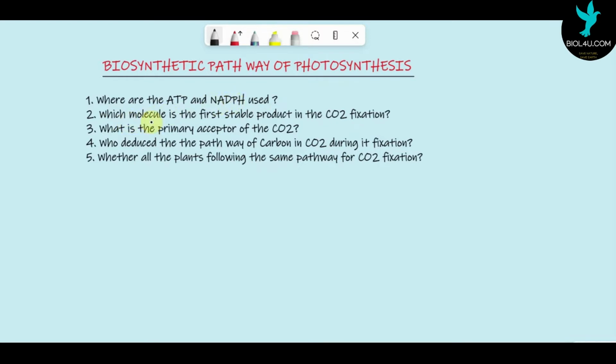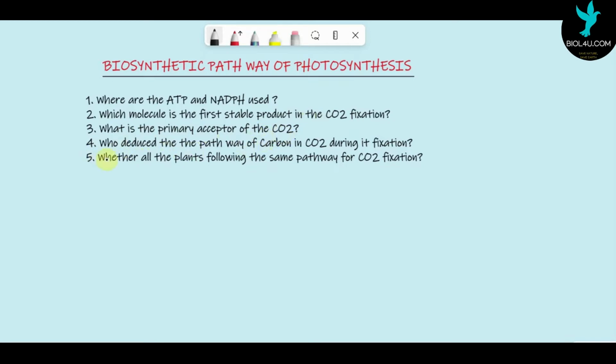Which molecule is the first stable product in carbon dioxide fixation? That is, when carbon dioxide is absorbed by the plant, which chemical is the first product formed after the carbon dioxide is absorbed and fixed? The next question is, what is the primary acceptor of carbon dioxide? Carbon dioxide in the air enters the leaf through the stomata, and which molecule accepts this carbon dioxide first?